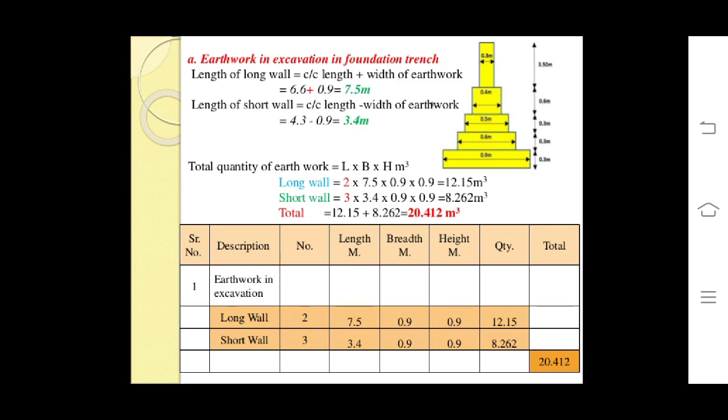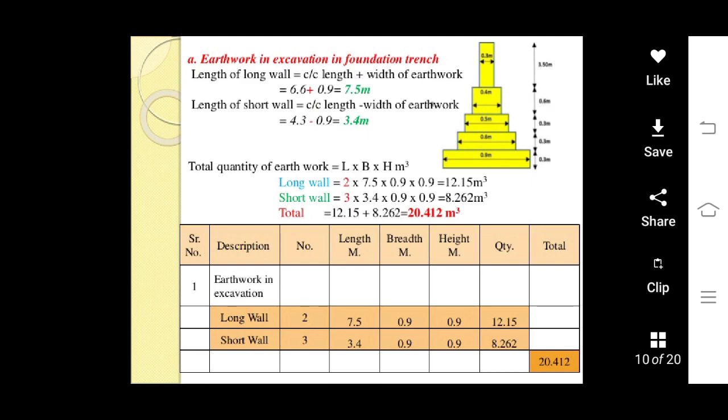Long wall quantity is equal to 2 into 7.5 into 0.9 into 0.9, which is equal to 12.15 meter cube. Here the 2 is for the two walls which are placed in the x direction, that is, two long walls are there and three short walls are there. One is the partition wall in between the two rooms.